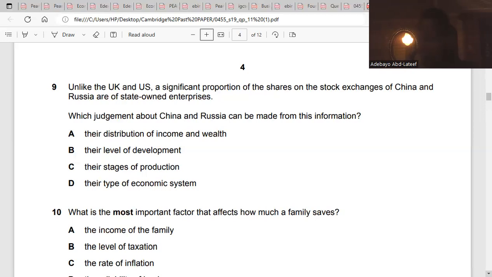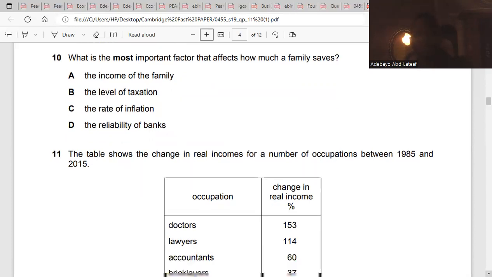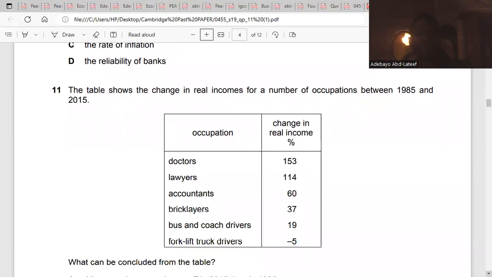So question 10. What is the most important factor that affects how much your family saves? The amount of money you save will be based on your income level. Not only family, the amount of money anyone could save will be based on the level of income. So let's check the options. They said the income of the family, the level of taxation, the rate of inflation, the reliability of banks. So the answer is A, the income level of the family. Is it clear?